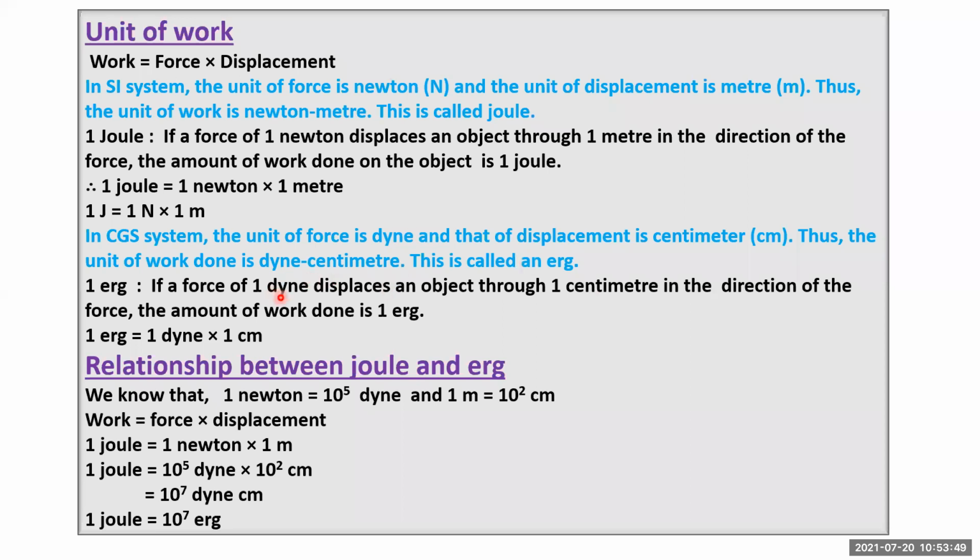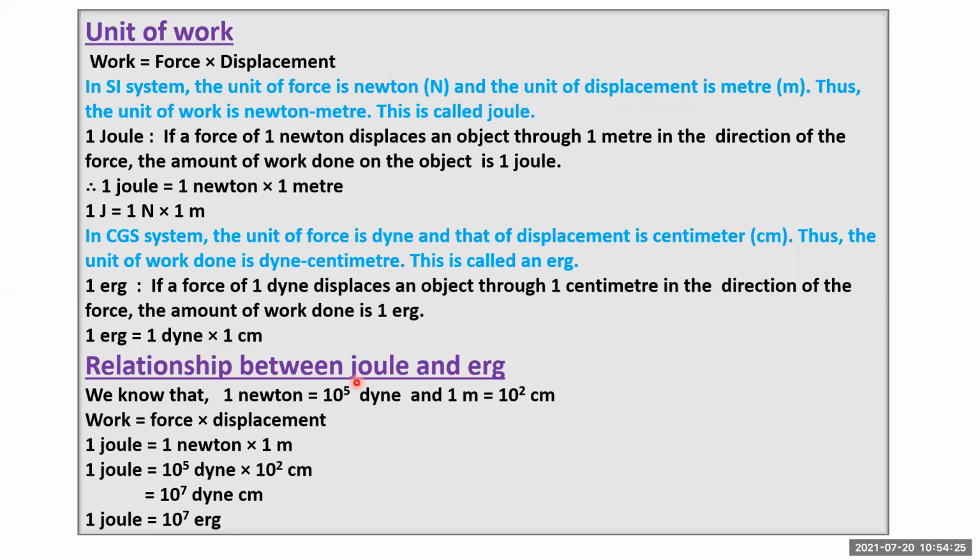If we apply 1 dyne of force on any object and that object gets displaced through 1 centimeter in the direction of force, the amount of work done is 1 erg. We can say 1 erg of work is done when 1 dyne of force is applied and the object is displaced through 1 centimeter in the direction of the applied force. Therefore, 1 erg is equal to 1 dyne times 1 centimeter.